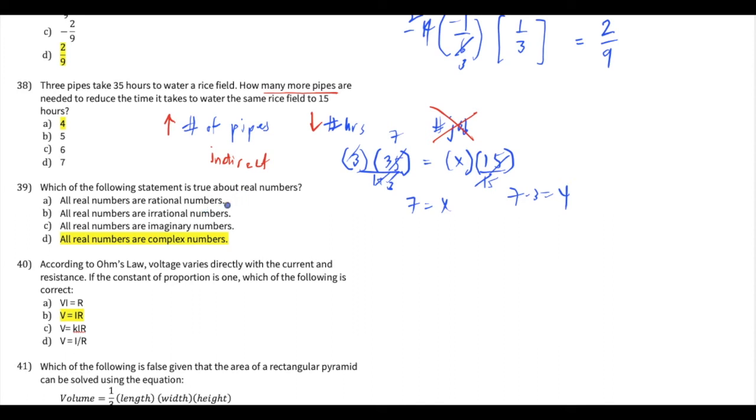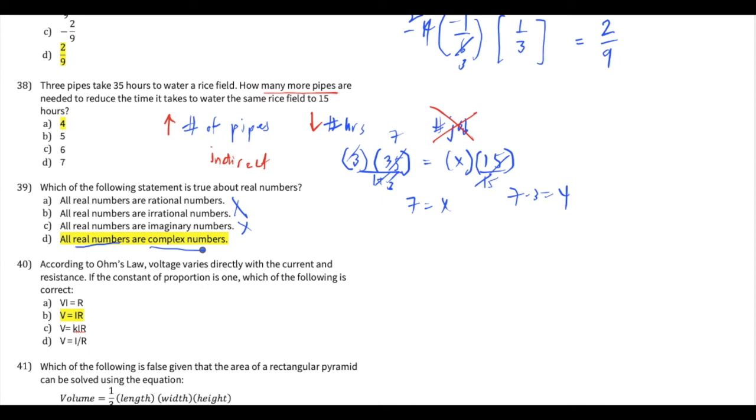Okay, so itong rational, irrational, pareho silang under the real numbers. So, not all real numbers are rational or irrational. So, mali na tong dalawa. All real numbers are imaginary numbers. No, kasi ang set of real numbers and set of imaginary numbers are disjoint sets. So, opposite pa nga eh. All real numbers are not imaginary numbers. So, the answer here is letter D. Kasi ang real numbers is a subset of complex numbers.